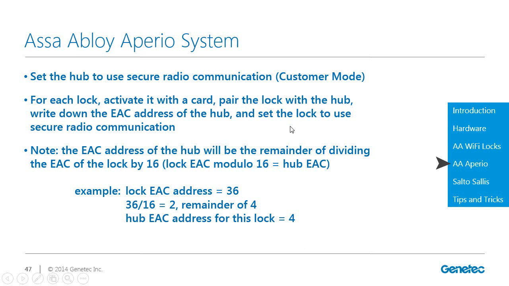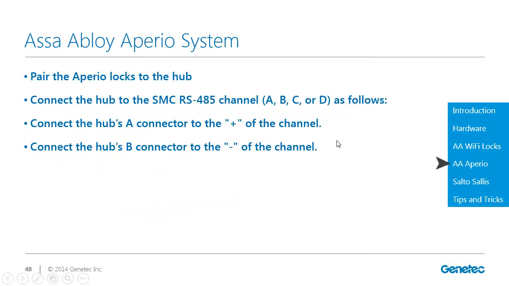Now we also need to set the lock to use secure radio communication. The customer mode, we need to set that as well. Our next step is to actually pair the Aperio locks to the hub. So to connect it to the hub, we basically connect it to the RS-485 channel that we want. We connect the hub's A connector to the plus side of the channel, and the B connector to the minus side of the channel.